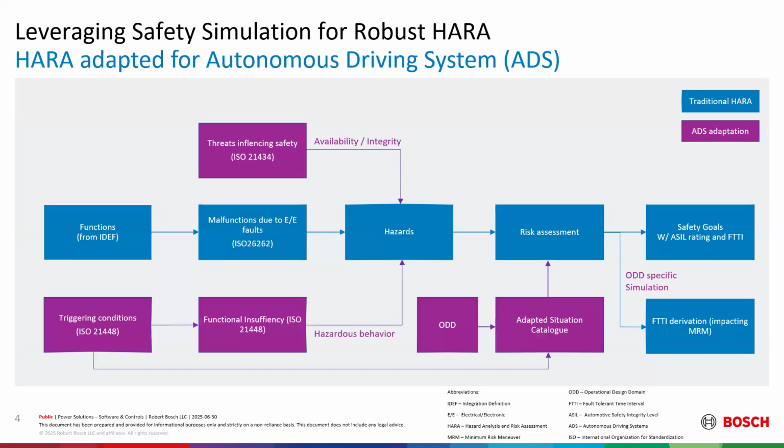If we move into the autonomous world, we have other vectors. As we discussed, we have to include the cybersecurity threats and the SOTIF functional insufficiency. We have to adapt our situation catalog to the ODD of the intended vehicle. So we have new players coming into the HARA for the autonomous world.